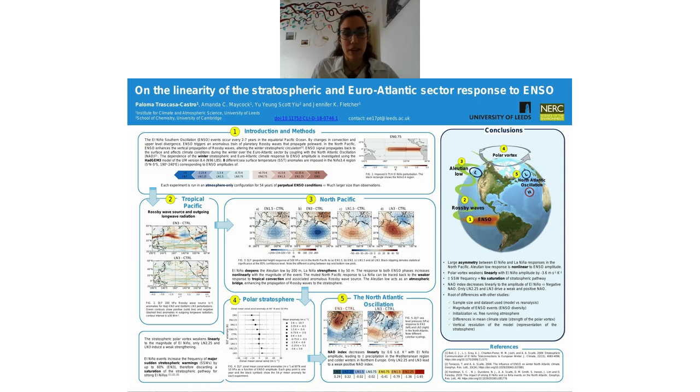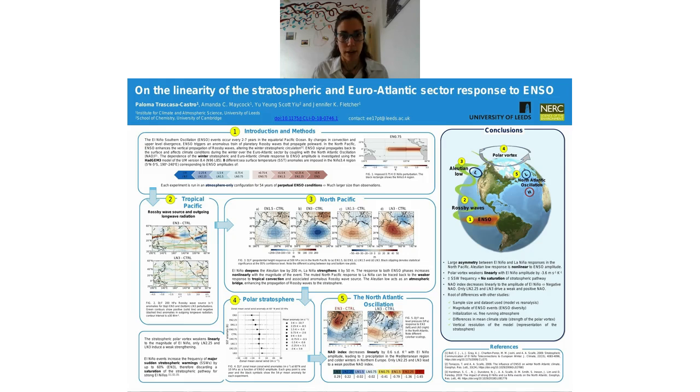ENSO is the leading mode of interannual climate variability. In this study, we investigated if the magnitude of the climate response to ENSO in the stratosphere and in the North Atlantic was dependent on the magnitude of the event. To do so, we ran idealized experiments with the HadGEM3 model, where 8 different magnitude sea surface temperature anomalies, or SSTs, were imposed in the equatorial Pacific. You can see the imposed SST pattern in figure 1. So we have 4 El Niño events of increasing magnitude and 4 La Niña. This was run for 54 years, and we have perpetual ENSO conditions.